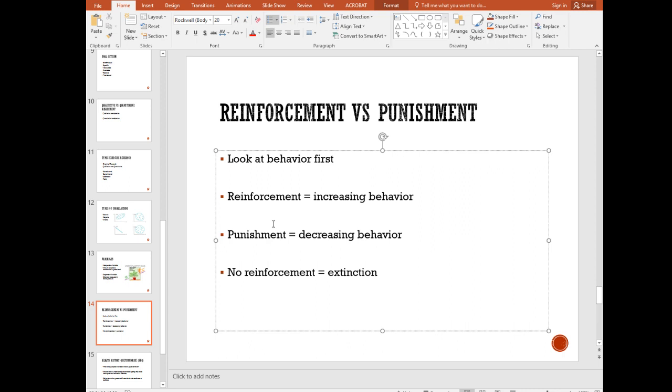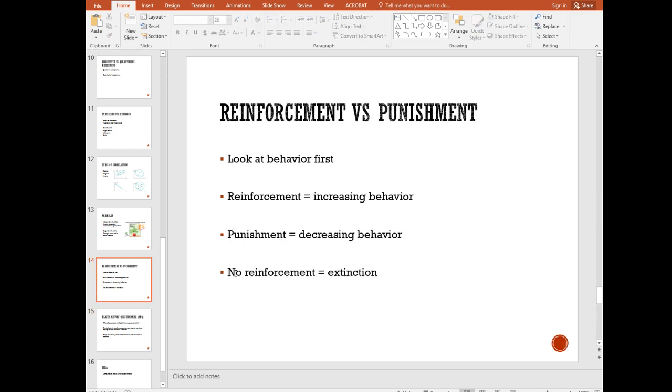Now punishment, you also have positive and negative punishment. Positive punishment would be adding something they don't want to decrease behavior. Or for negative punishment, I'm taking something away that they want, like if it's a kid, their video games, to decrease behavior. All right, so I don't want that behavior to happen.